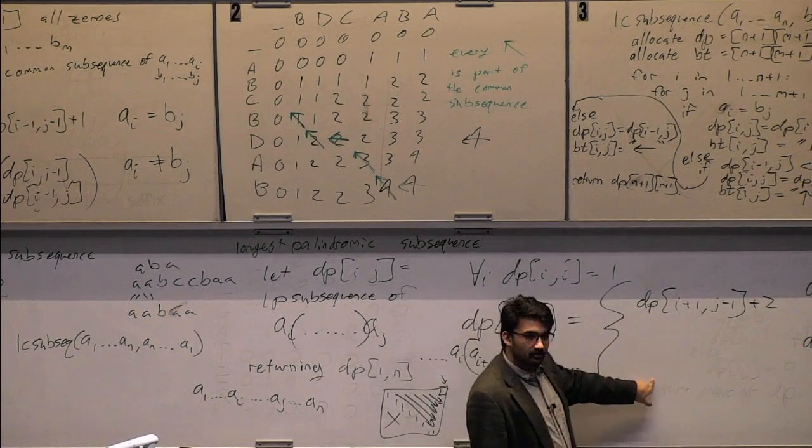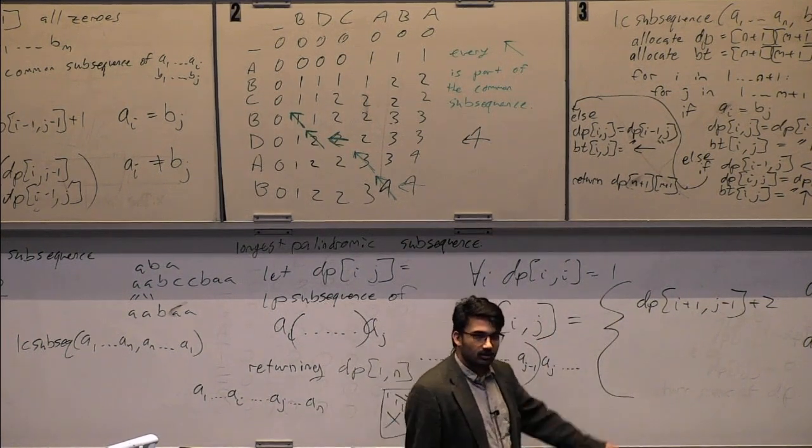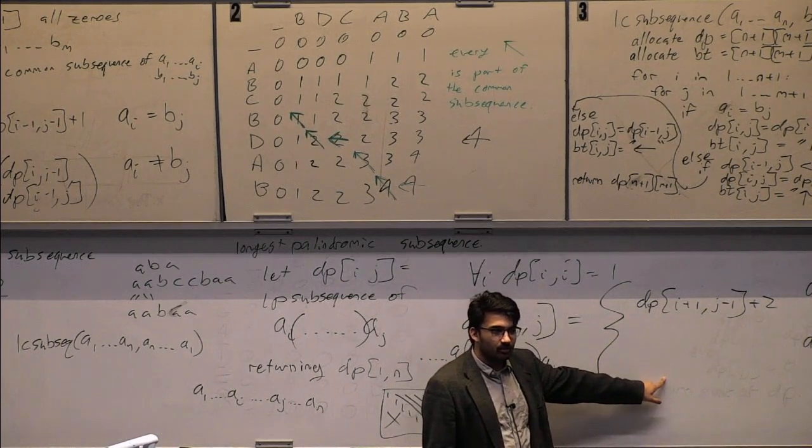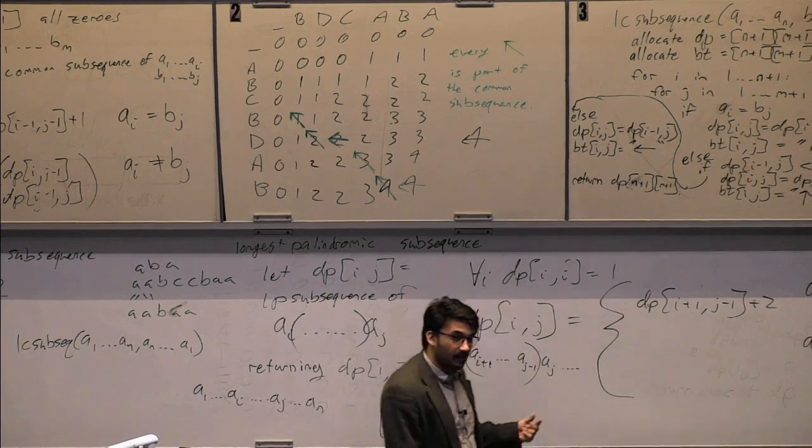What goes here? What if AI does not equal AJ? And this one's not so hard. But if AI does not equal AJ, what is the longest palindromic subsequence of AI to AJ? If AI does not match AJ.